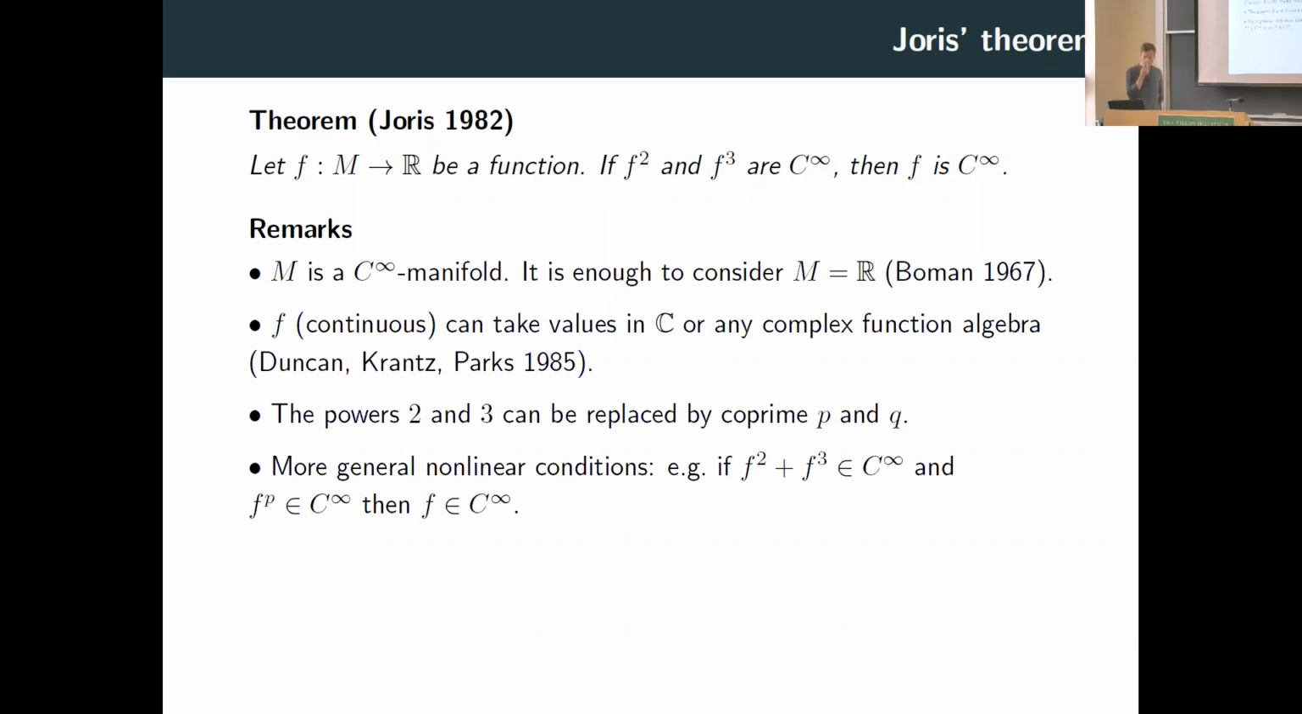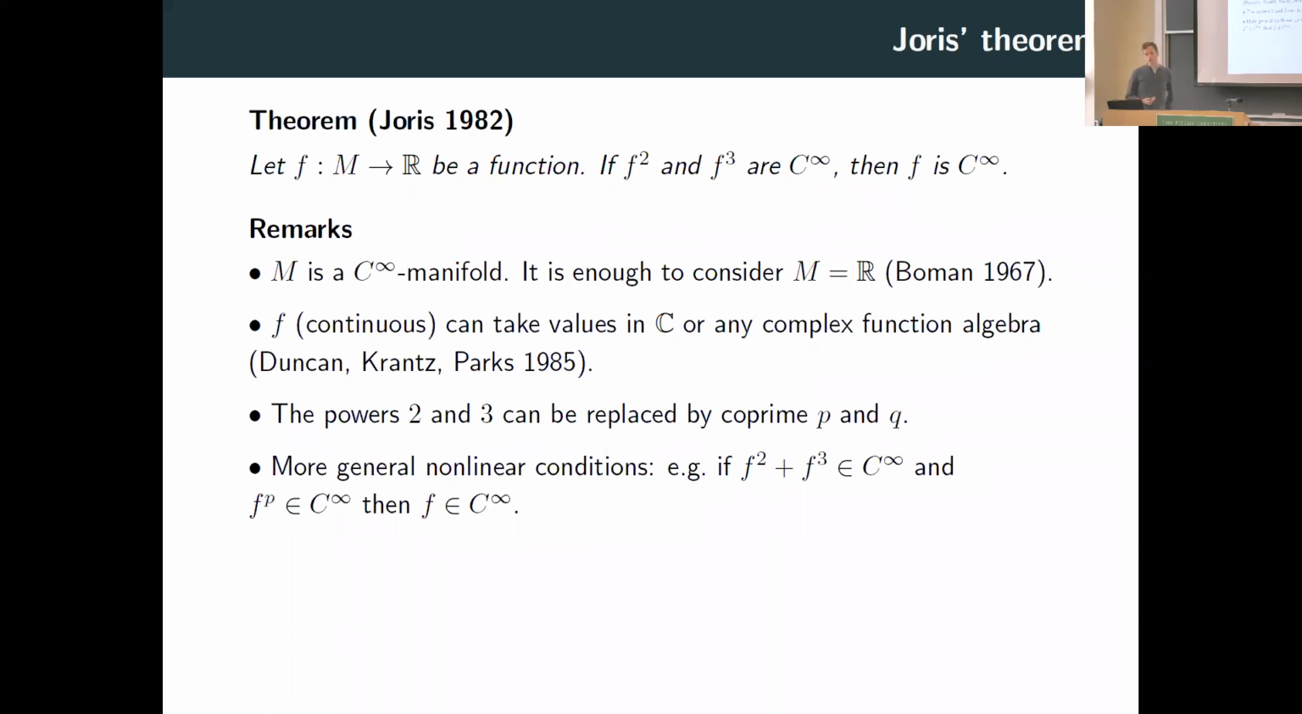Let me make a few remarks. First of all, what is M here? M is any C infinity manifold. Actually, for the proof, it's enough to consider M equal the reals. This follows from Boman's theorem: a function is of class C infinity if it is C infinity when composed with every C infinity curve in the domain. So if you want to prove this, it's enough to consider M equal the real line.